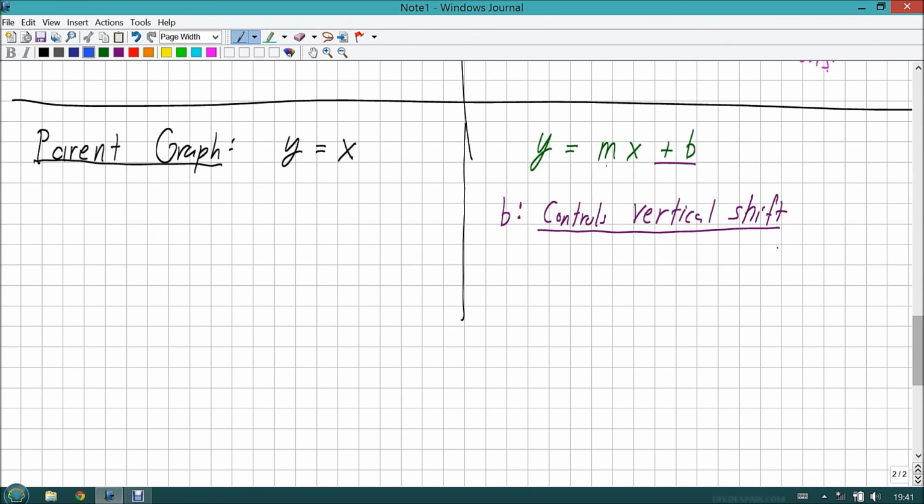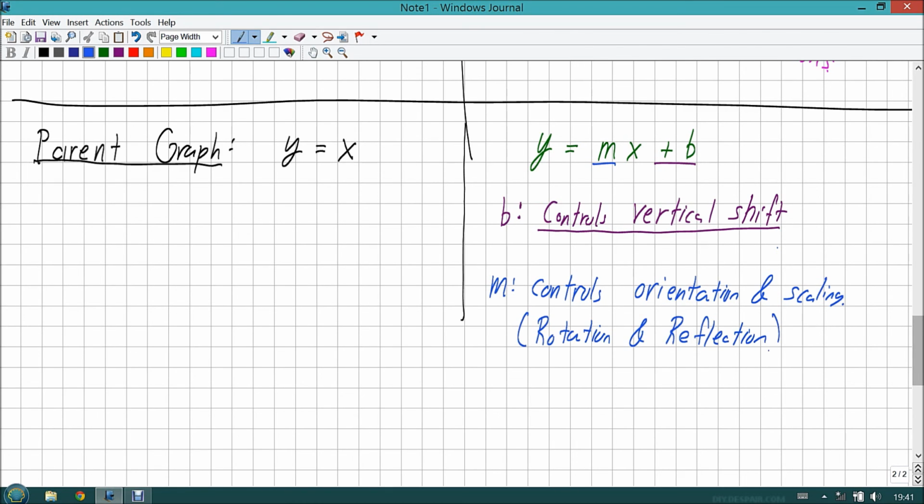The m portion controls orientation and scaling, which is also rotation and reflection, at least for lines. So our slope controls our orientation and scaling, and our b controls our shifts up and down. And all lines come from the parent graph, y is equal to x.